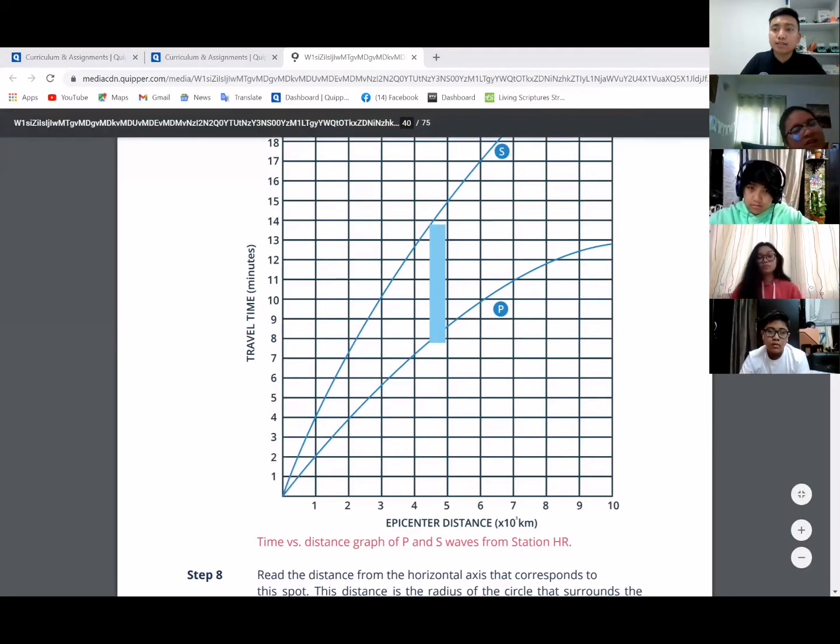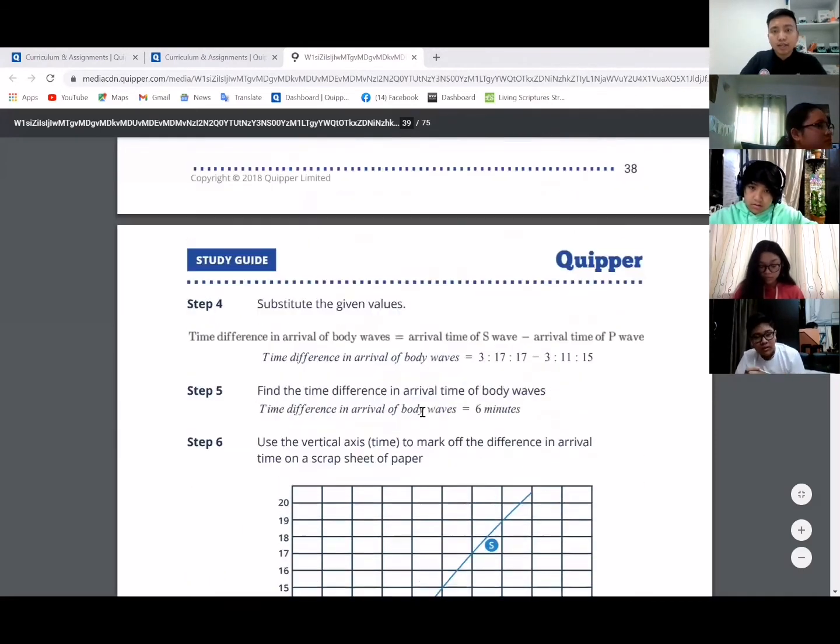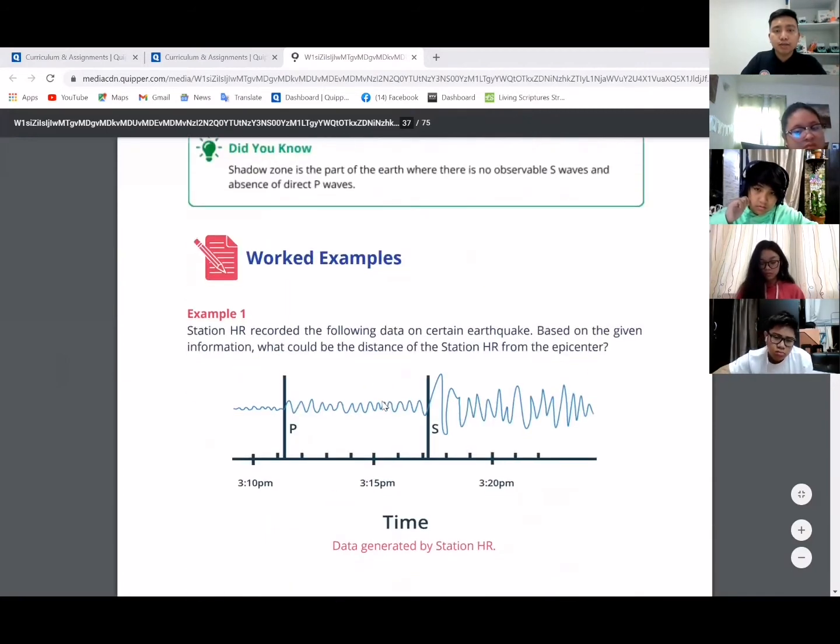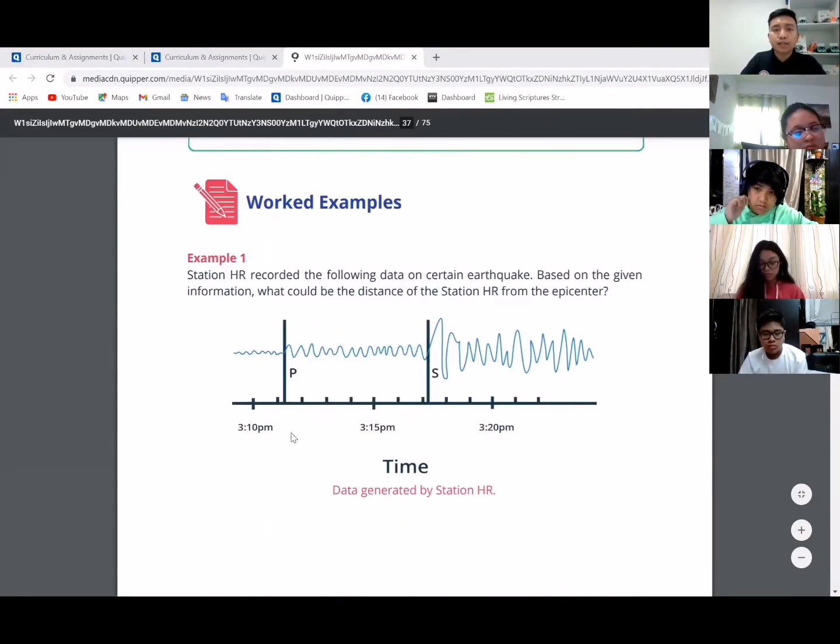The seconds. The arrival time. Okay, how to find the arrival? Yes, go back tayo sa arrival time. Paano makita yon? Dito, di ba? Nasabi ko dito. Sa ano natin. O 3:10 p.m., makikita nyo yung gap. 3:10 to 3:15 p.m. siya.